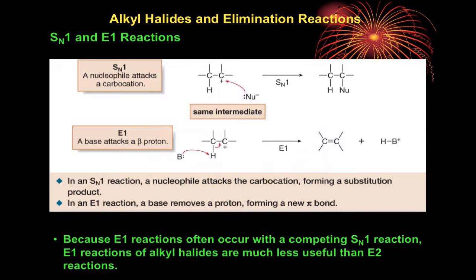What's the best way to tell whether it's mono, di, tri, or tetrasubstituted? Are you talking about the alkene? Yes. You look at the two carbons of the alkene and you ask yourself how many carbons are attached to that alkene. So if it's 1, it's mono; 2, it's di; 3, tri; and 4, tetra.